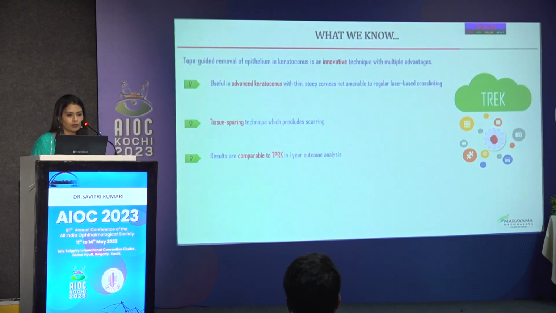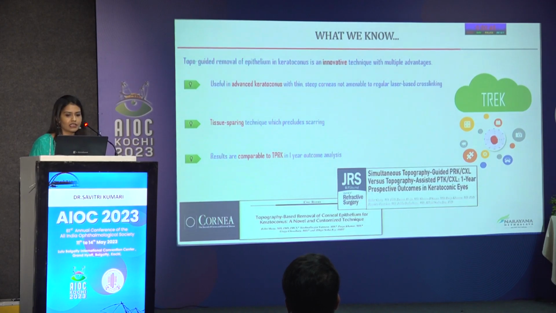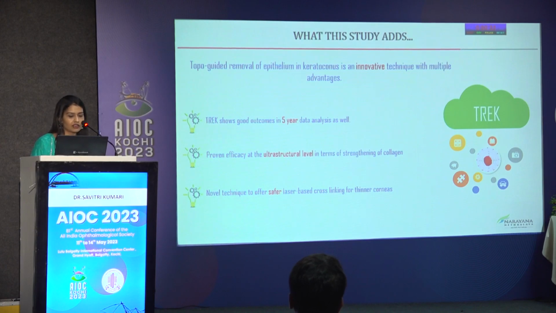So what we knew from before was that TREC is an innovative technique which is useful in advanced keratoconus with thin, steep corneas, which is not amenable to regular laser-based cross-linking. It is a tissue-sparing technique which precludes scarring. The results are comparable to TPRK in the one-year outcome analysis that we had done before. What our study adds is that it is an innovative technique, and now it is showing good outcomes even with the 5-year data analysis. The efficacy has been proven now at the ultrastructure level in terms of the strengthening of the collagen, which was imaged on the polarization sensitive OCT. It's a novel technique to offer safer laser-based cross-linking for thinner corneas.